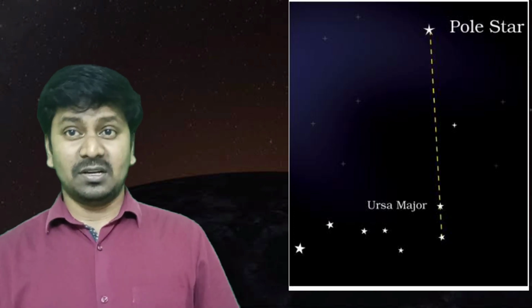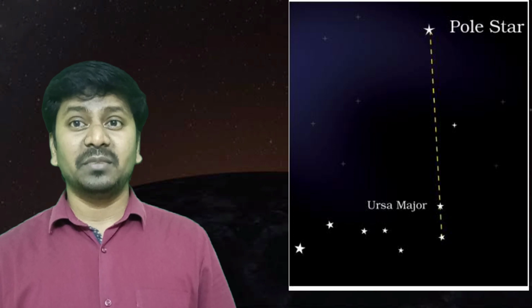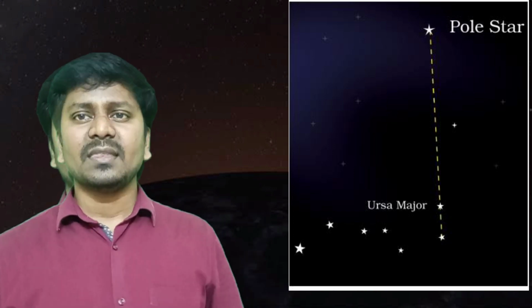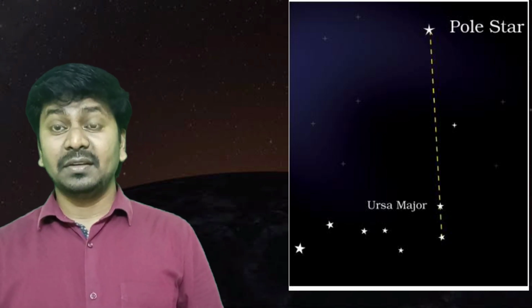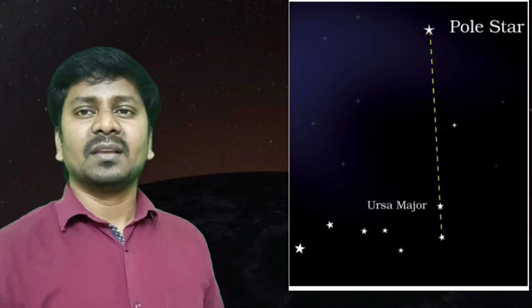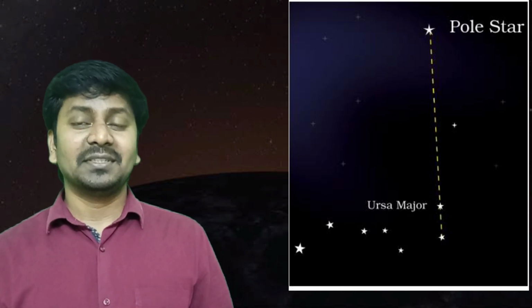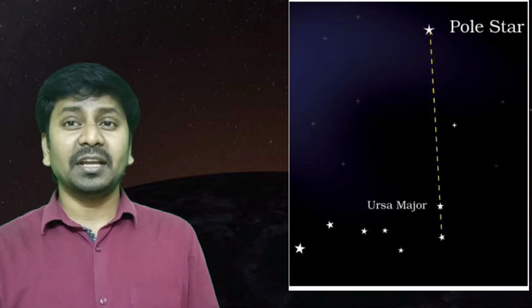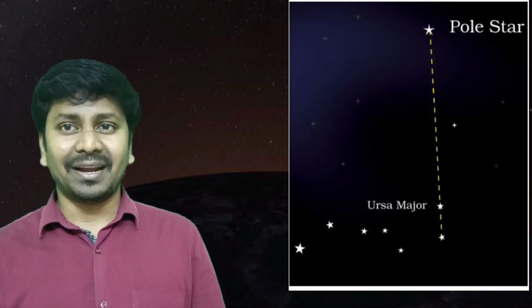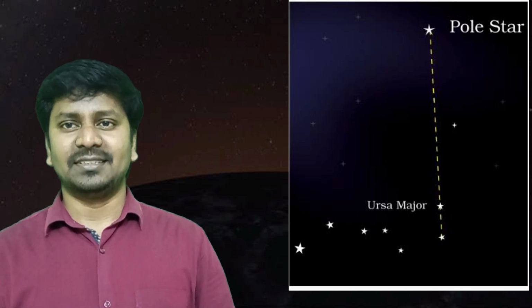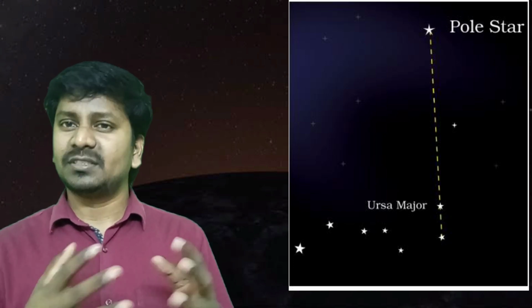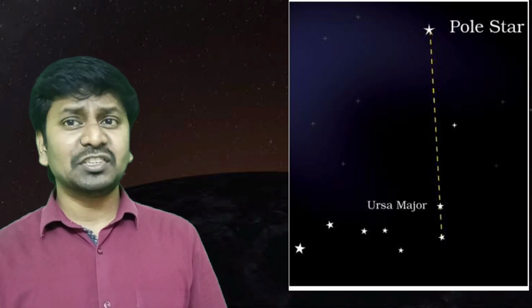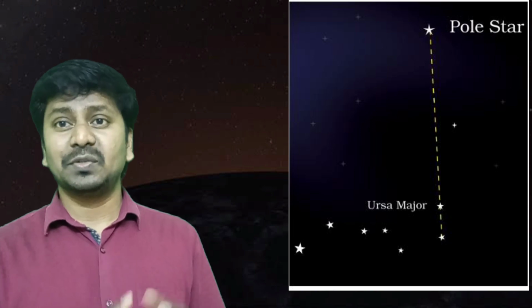Look at these two stars at the end of Ursa Major. Imagine a straight line passing through these stars. Extend this imaginary line towards the north direction, about 5 times the distance between the two stars. This line will lead to a star which is not too bright. This is the pole star. Observe the pole star for some time. Note that it does not move at all as other stars drift from east to west.